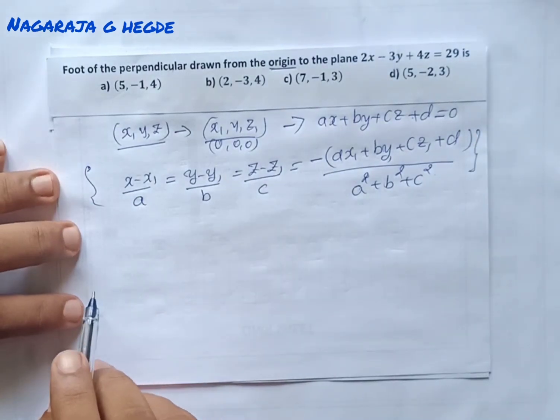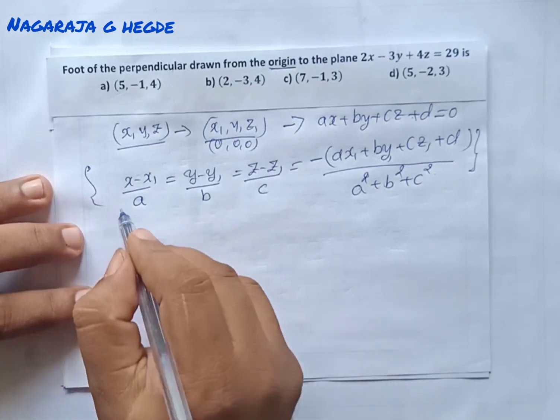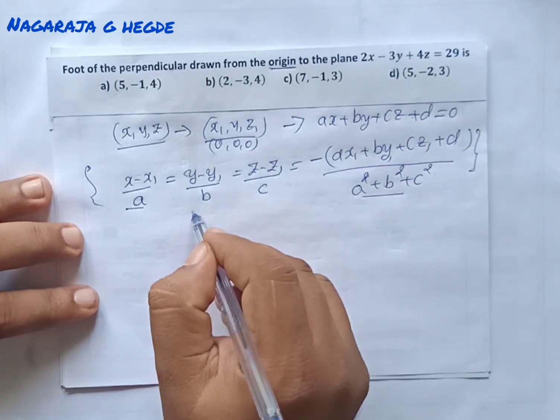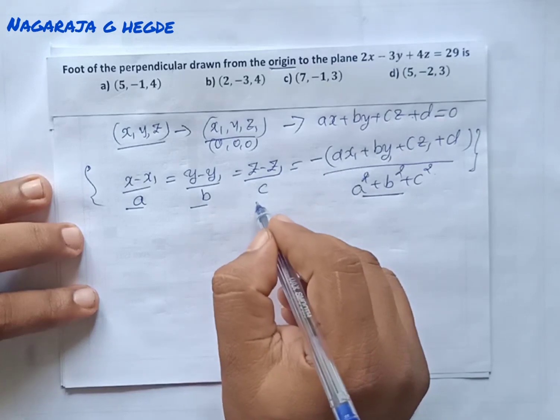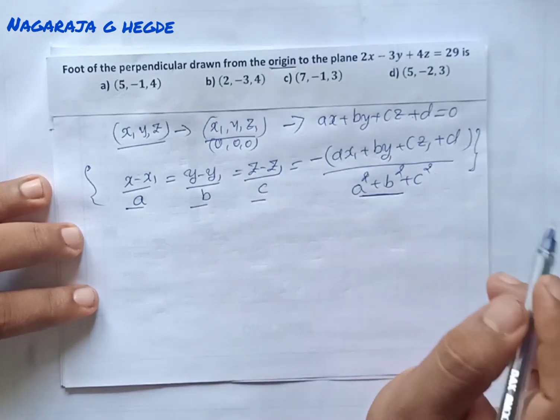How to get that point? It's very simple. The x coordinate we get by equating the first value with the fourth one, the y coordinate by equating the second value with the fourth one, and the z coordinate by equating the third value with the fourth value, the last one.